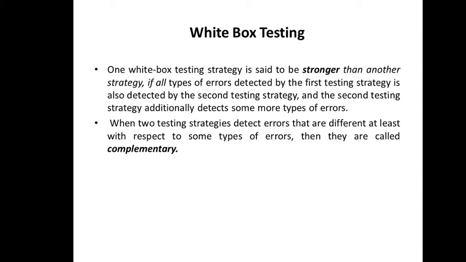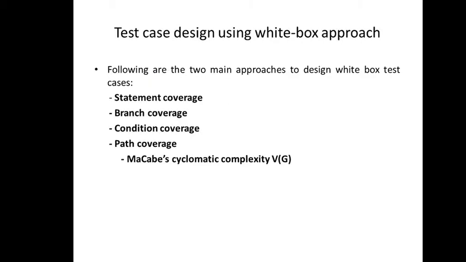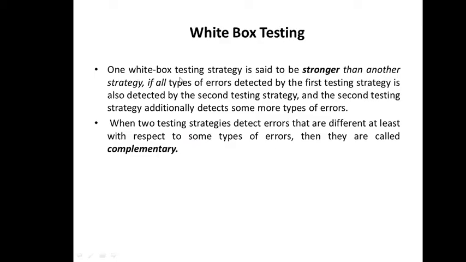Now we have a few strategies, or you can say methods, according to the white box approach. These are the methods: statement coverage, branch coverage, condition coverage, path coverage, and McCabe cyclomatic complexity. So we have four distinct methods, and one is a method a bit different, we'll discuss later. What we are trying to say here is, we have a number of testing strategies here.